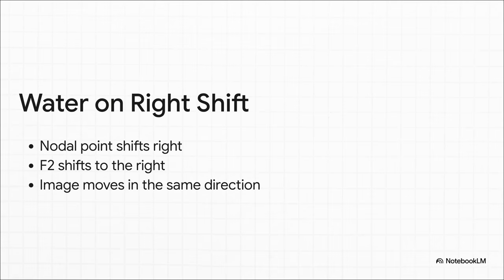Because the water is on the right, the nodal point gets pulled to the right. The secondary focal point gets stretched further to the right. These combined shifts force the intersection of our defining rays to happen further back. Consequently, the entire image moves in that exact same rightward direction. Now, what does this mean clinically? Well, if the image moves further back, it means the focal point is pushed behind the retina. This creates a hyperopic shift.